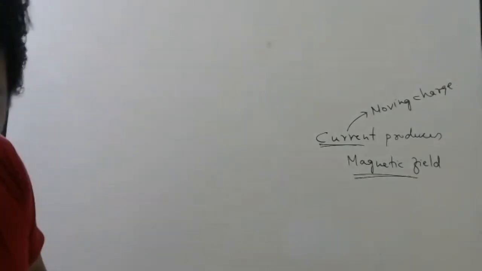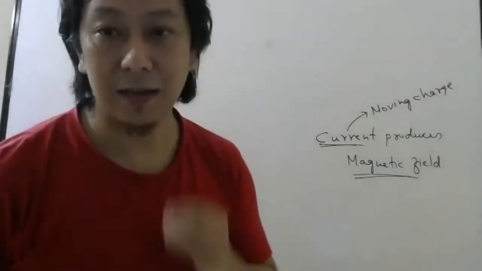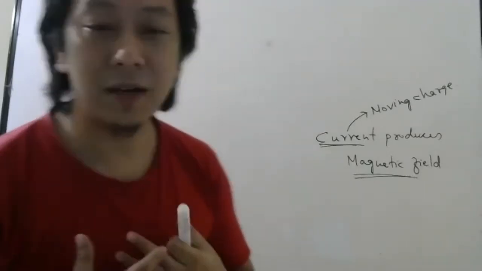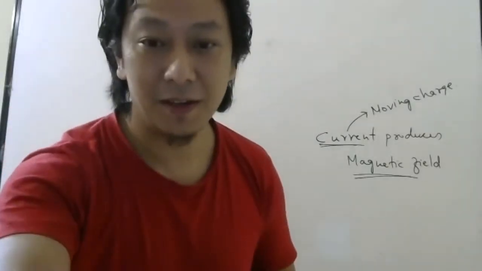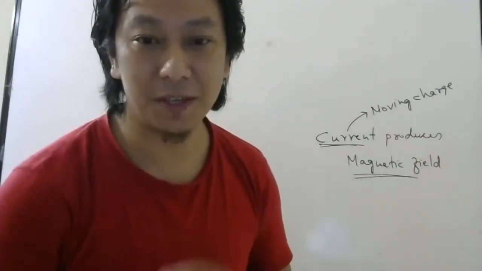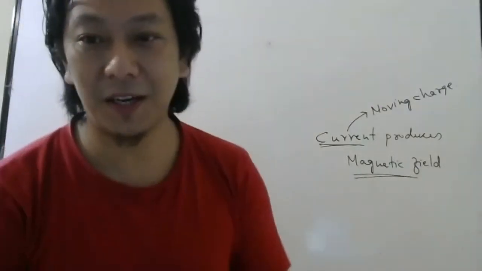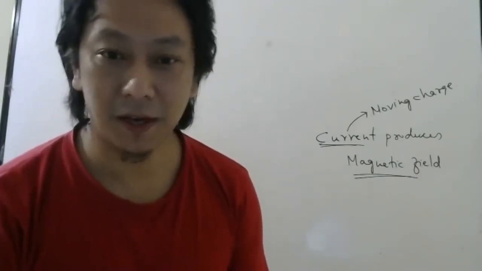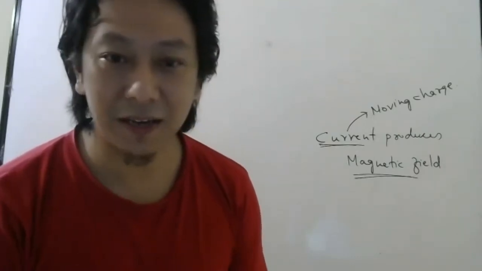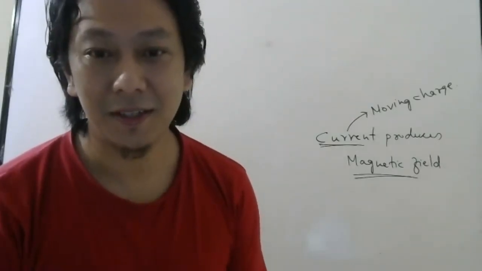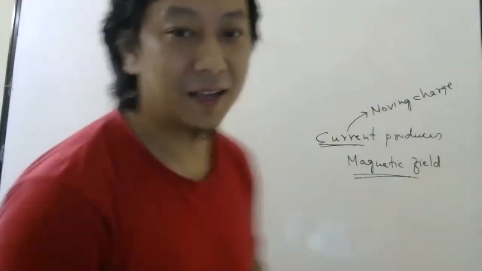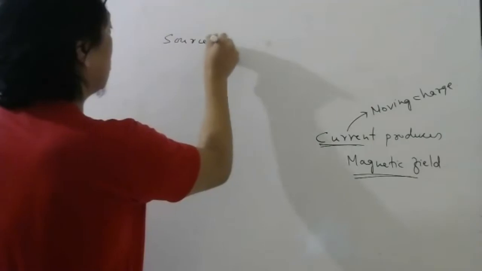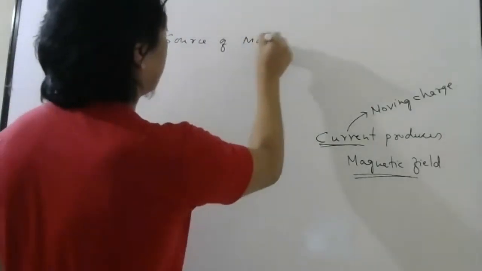So current produces magnetic field. So right now, if I ask you, what are the sources of magnetic field? What produces magnetic field? Can you give me some answers? Till now, whatever I have explained. Current? Magnets? Can't I say magnets? Current and magnets, yeah.